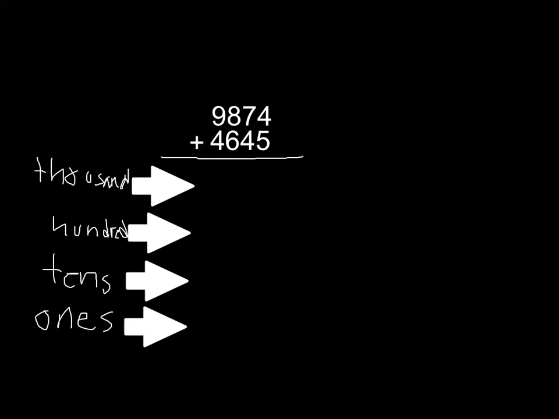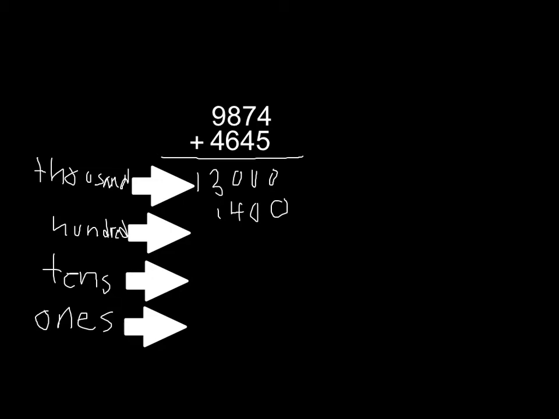So first, you add the 9,000 plus 4,000 instead of adding the 4 plus 5, which is 13,000. Then you have 800 plus 600, which equals 1,400.